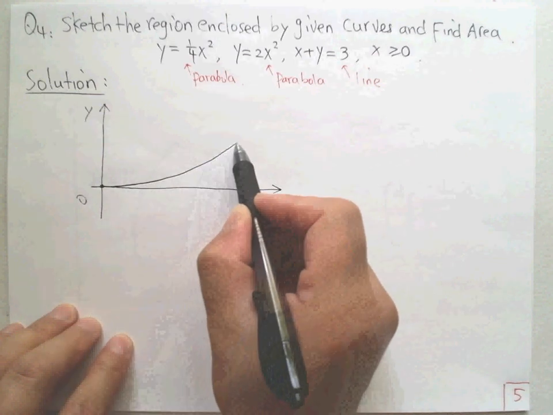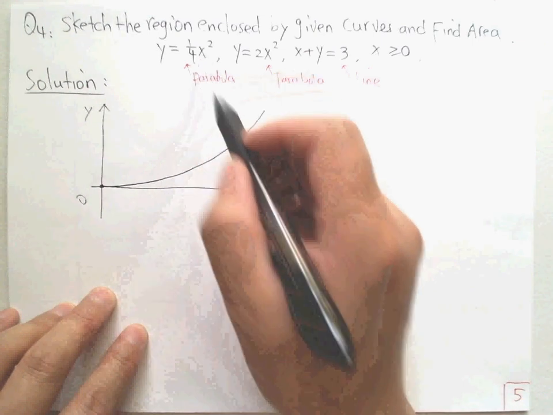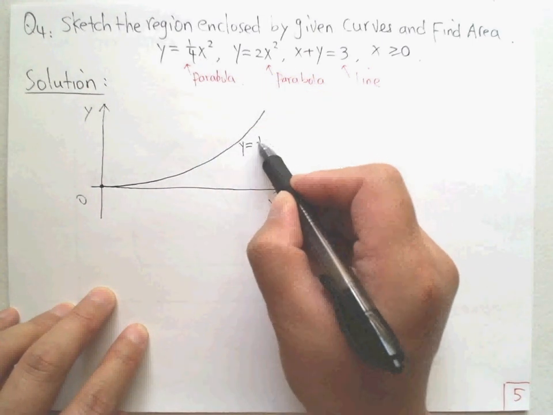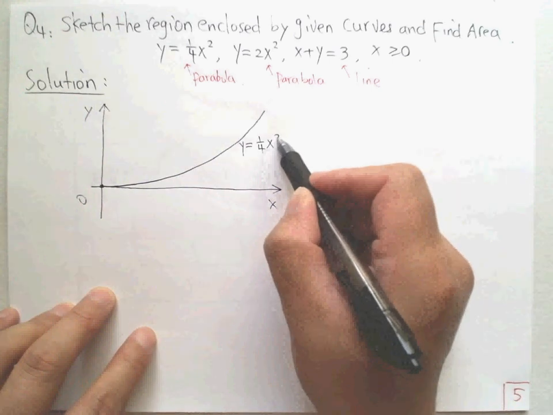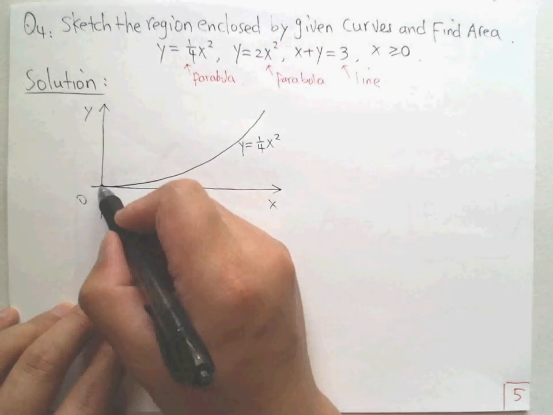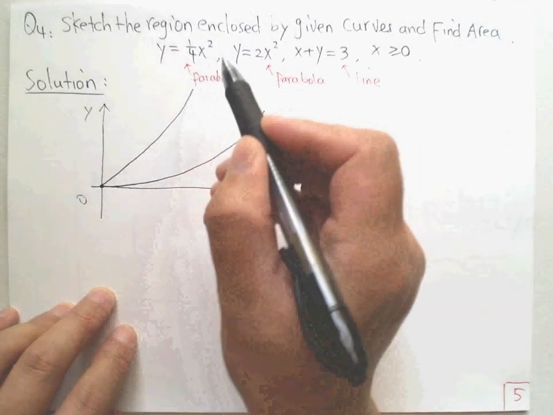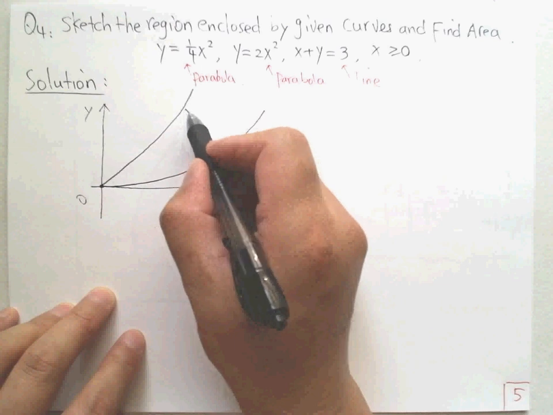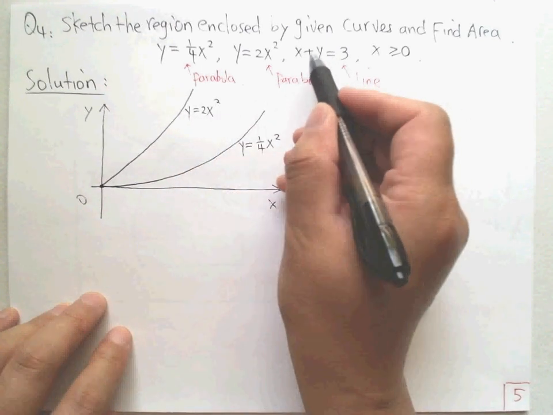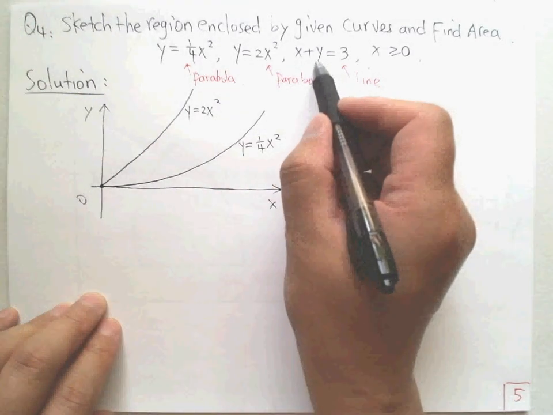So I can show the left, but I ignore it. I only show the right. This goes a little bit slow, and this is the slow one. The slow one is the first up here. So this is y equals 1/4 x squared. This goes up faster. I simply draw it like this way. It's okay. So this is y equals 2x squared.